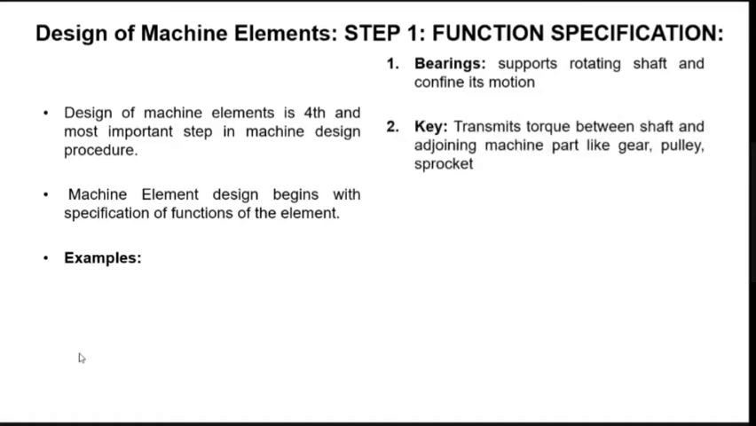Next is the key. Now, when will you select the key? When you know the function of the key. What is the function of the key? It transmits torque between the shaft and the adjoining machine part like gear, pulley, sprocket. See, guys, try to understand that. From module number 2, I will directly start designing keys, bearings, gear boxes and all. At that time, you have to understand all the theoretical part, which is why I have taken 3 to 4 lectures, so that you should not ask what is the function of the key and the bearing. Now try to understand. So you will use the key when you have to transmit torque between the shaft and the adjoining machine part.